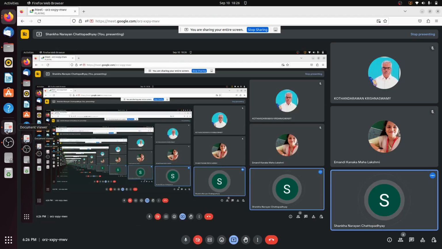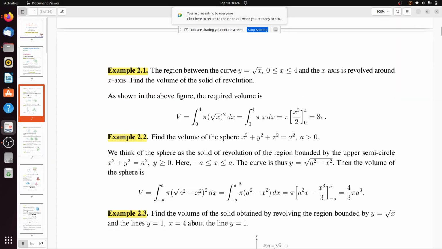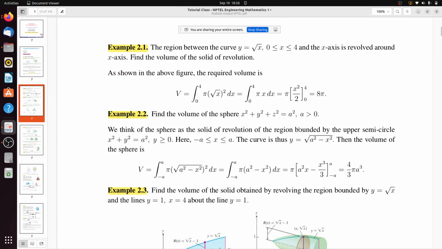Are you with me? Okay, so we think of the sphere as the solid of revolution of the region bounded by the upper semicircle x square plus y square equal to a square, where y is greater than or equal to 0. So here minus a less than or equal to x less than or equal to a, and the curve is thus y equal to square root of a square minus x square. Then the volume of the sphere is the integration from minus a to a of pi times this whole square dx.